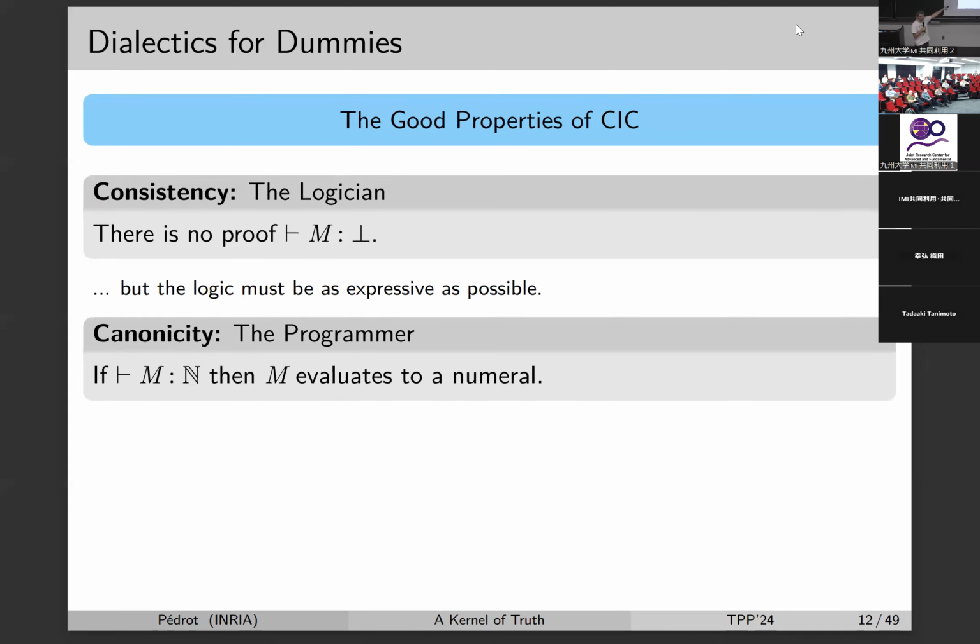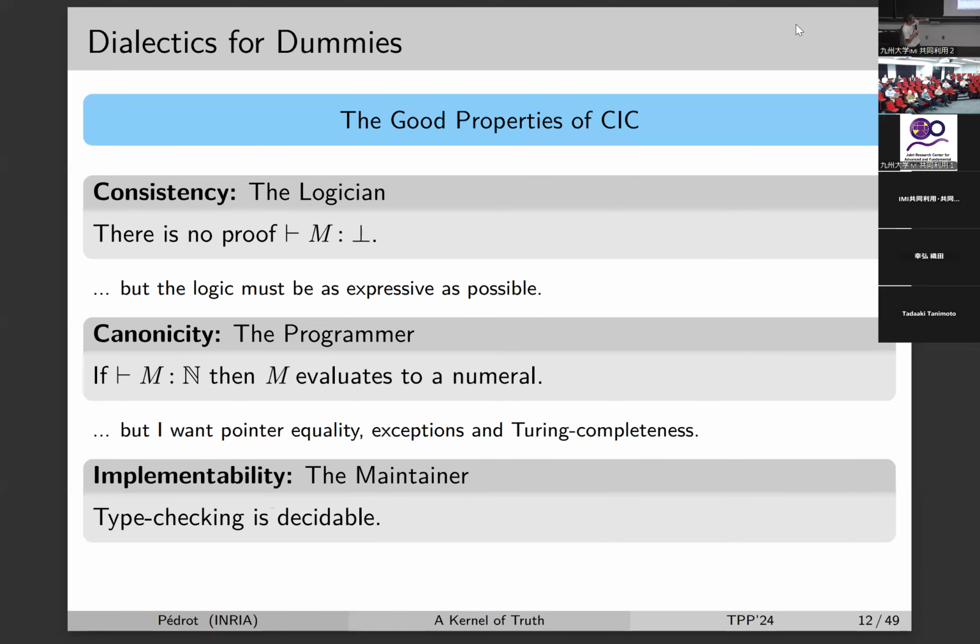The programmer says, I care that my programs actually evaluate to things that have a nice shape. For instance, a natural number evaluates to a numeral. And then they say, but I also want all these fancy features in my programming language, like pointer equality, exceptions, and so on. And then there is the third person, the maintainer. So that's a triangle. The maintainer cares about things like decidability or type checking, for instance, but that's one of the things. As implementers, they also like to extend their kernel, saying, I'm also going to add all these fancy features to my kernel because it makes things easier.